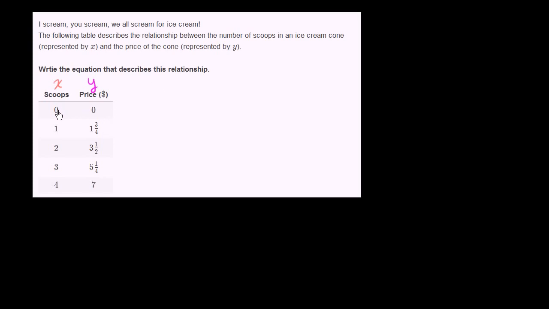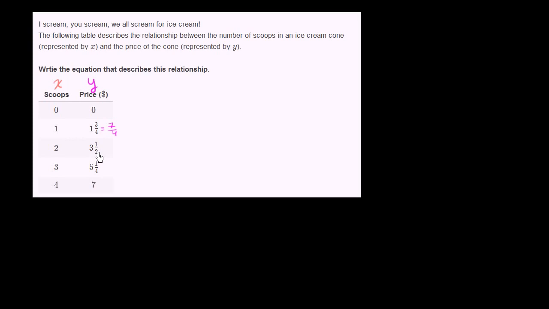So let's see. When x is 0, y is 0. When x is 1, y is 1 3/4. Let me write this as an improper fraction just so I can visualize it better. This is 4/4 plus 3/4, which is equal to 7/4. When x is 2, y is 3 1/2.